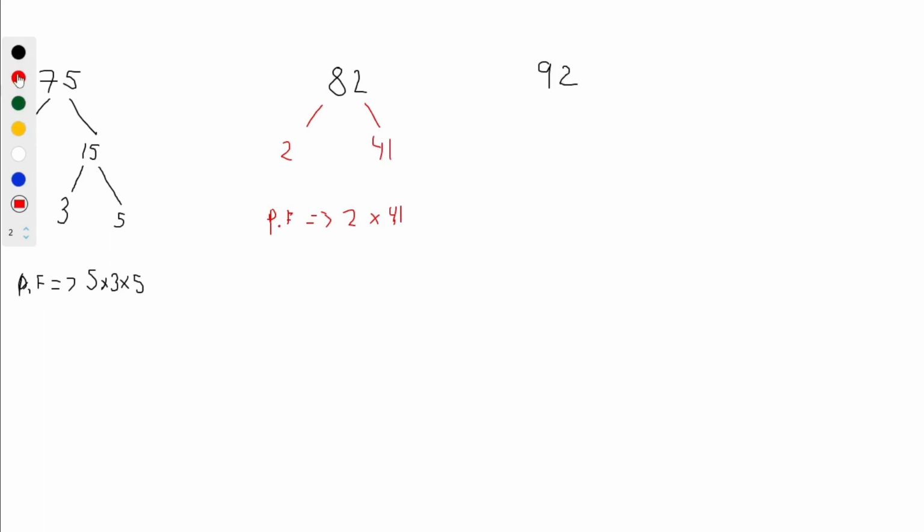Now for this one over here, I have 92. Now 92, we can divide it by 2, right? 92 divided by 2 is 46. And 46 can, again, be brought down to lower terms to 2 and 23, right? So we know that 23 doesn't have any other factors. 23 is a prime number.